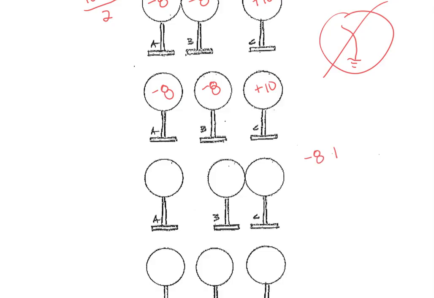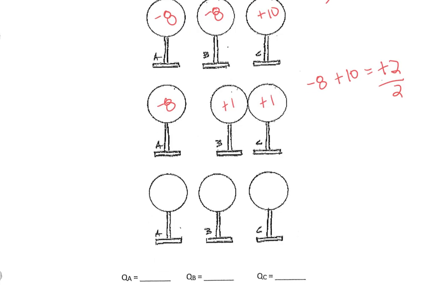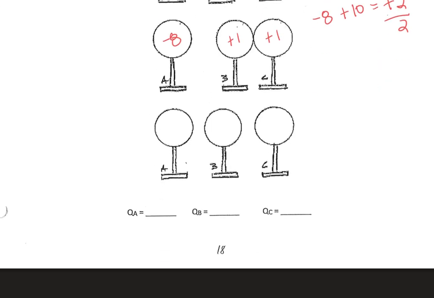Take -8 plus 10, or a net of +2, that's the total, divide it by 2, and you get plus 1, and A is still negative 8. And they finish with a charge of negative 8 plus 1 plus 1. But what should we do? We should bring back our units. Negative 8 microcoulombs plus 1 microcoulomb plus 1 microcoulomb.